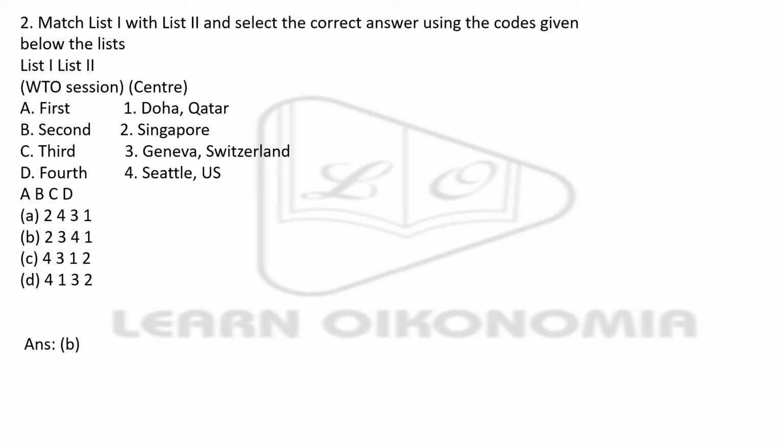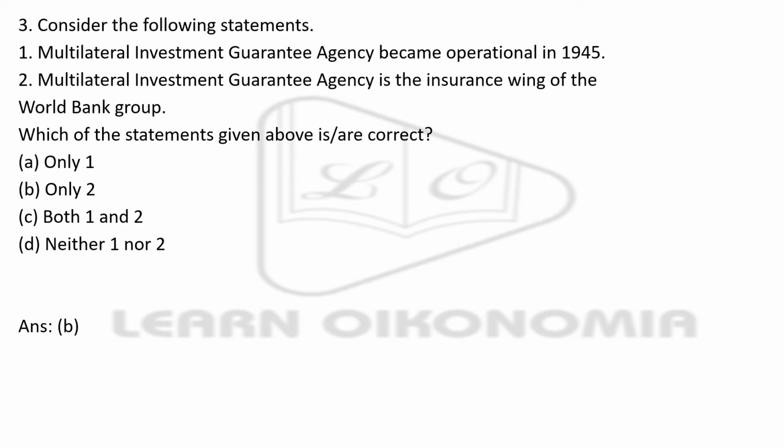The right option is option B, that is 2, 3, 4, and 1. I'll be explaining this. The first WTO session was held in Singapore. The second was held in Geneva. The third was held in Seattle, and the fourth was held in Doha. That's it. With that, we move on to the next question.